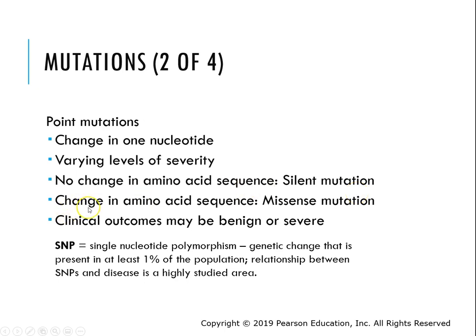If it does change that amino acid sequence, meaning it's going to change the protein that's produced, right? It's called a missense mutation. And you could have benign consequences, right? In the case of a silent mutation, it's not going to affect the protein at all. There's not going to be any clinical consequence at all. However, if it causes a change in amino acid sequence, it could lead to some sort of deficit or not, right? It also still depends, and it could be very severe or it could be nothing at all.